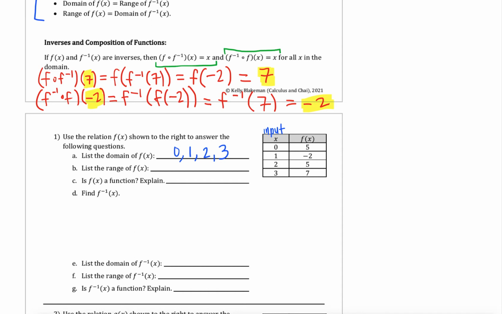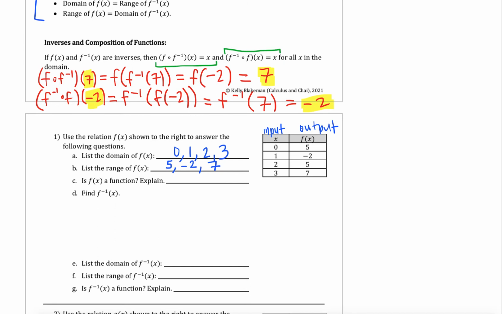Now our range values for f of x would be our outputs. When I look at f of x, our outputs here are 5, -2, 5 again, and 7. So if I list each unique value once, we would get 5, -2, and 7 as our outputs.